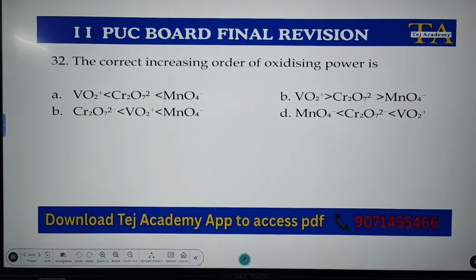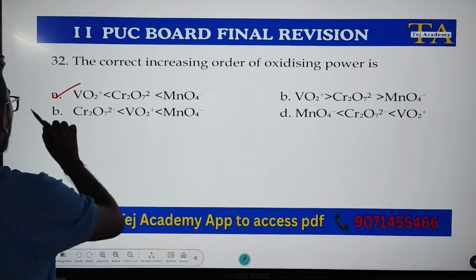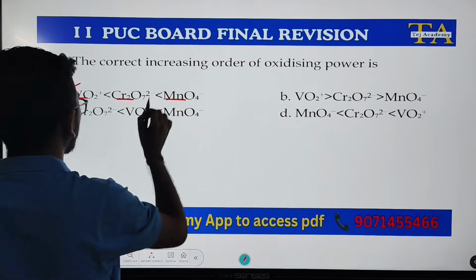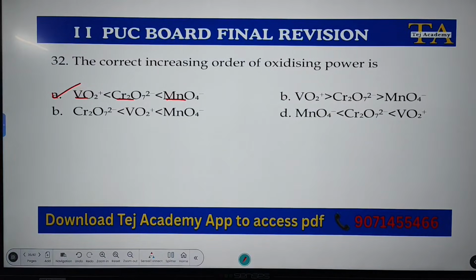32. The correct increasing order of oxidizing power. So if you check here, option A, for all the transition elements, if you check the oxidation state, option A we are going to get the correct increasing order of oxidizing power. So option A is the right answer.